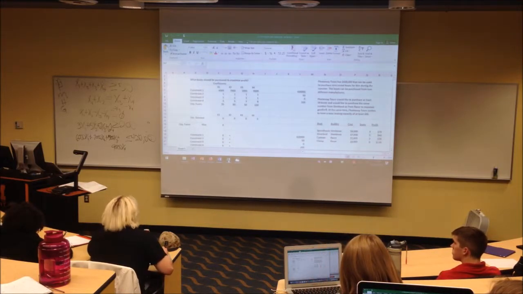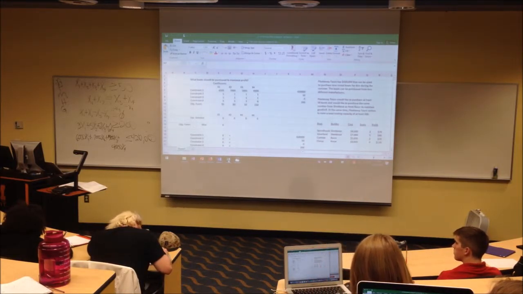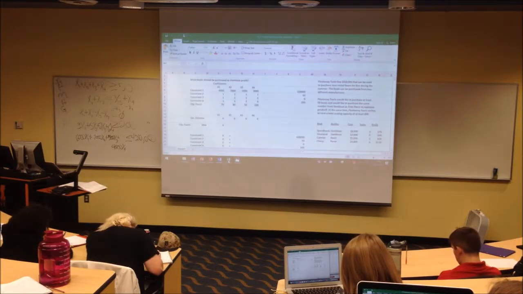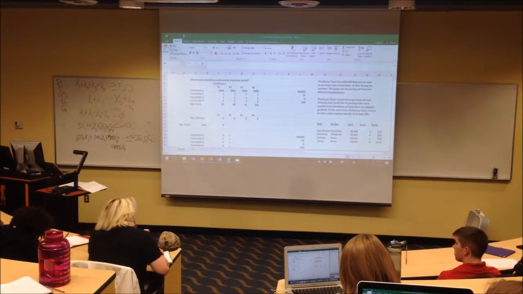X1 has got to be turned into profit. What's the profit on X1? $70. 70 X1 plus 80 X2. We have big profit on the fourth one. What's the third one? 50 X3. Big profit here. What is it? 110.